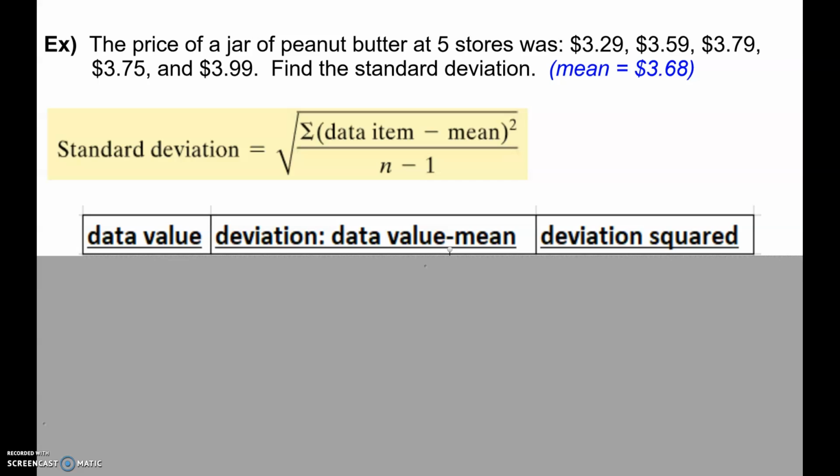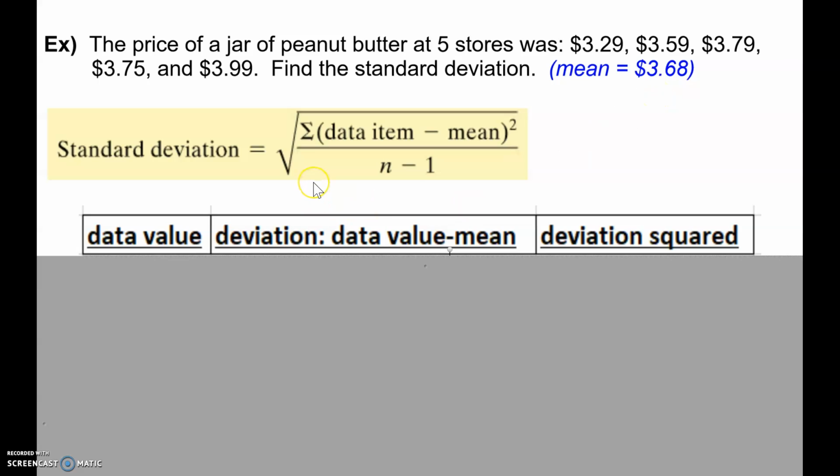Let's see if we can calculate the standard deviation given a set of data. As we have said in a previous video, the first thing we're going to need if we're calculating the standard deviation is the mean of the data. In this particular example, we have the prices of a jar of peanut butter at 5 different stores. So we would add up those 5 prices, divide by 5, and come up with the mean, which in this case is going to be $3.68.